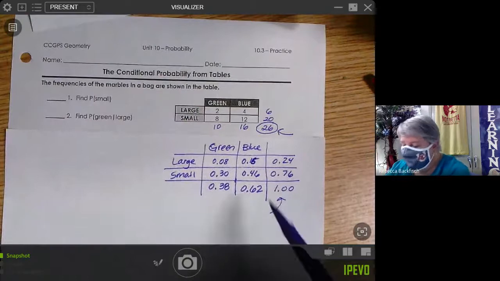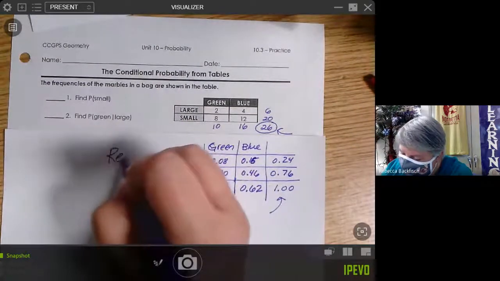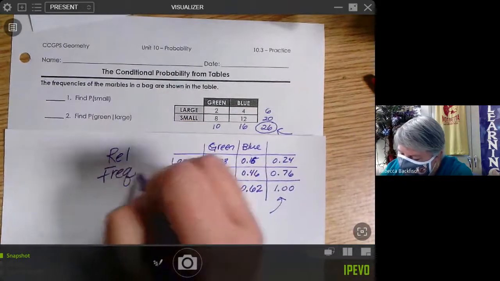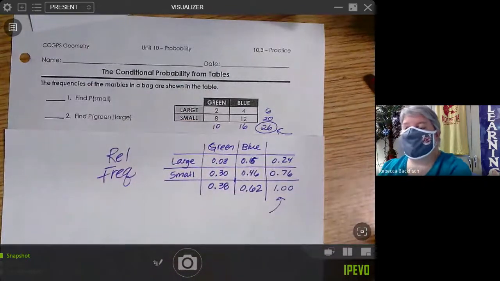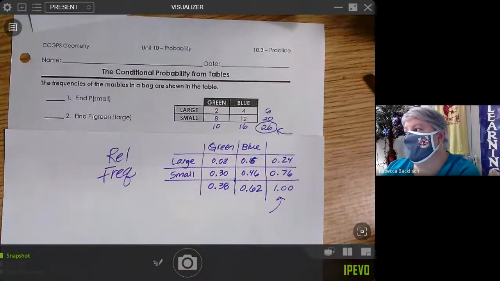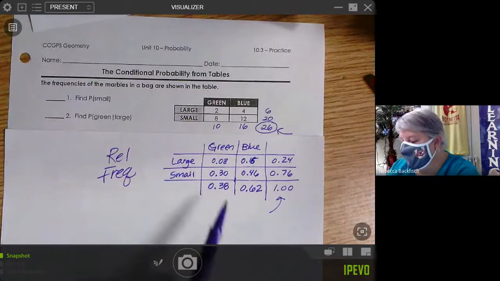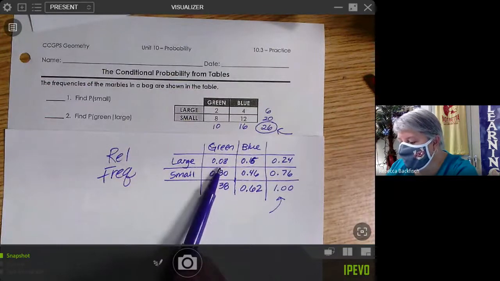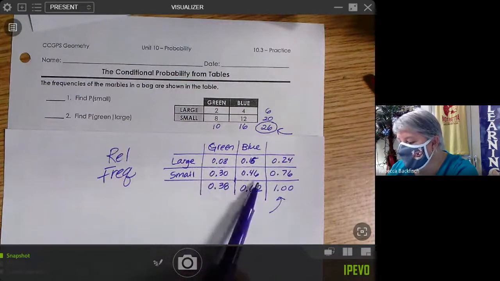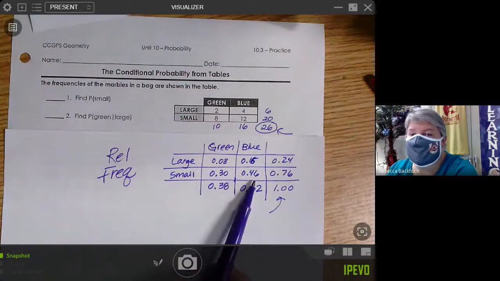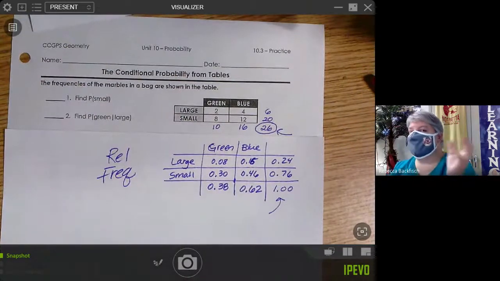Now, when you have it in a relative frequency table, that's what this is, relative frequency, because it's relative to the whole. When you have a relative frequency table, then what you have is basically the probabilities of finding each one of those things out of the whole. In other words, the probability of drawing a green large marble is 0.08. The probability of drawing a blue small marble is 0.46. But these are with respect to the whole. So this is, in other words, if I just randomly pick a marble out of all of them.